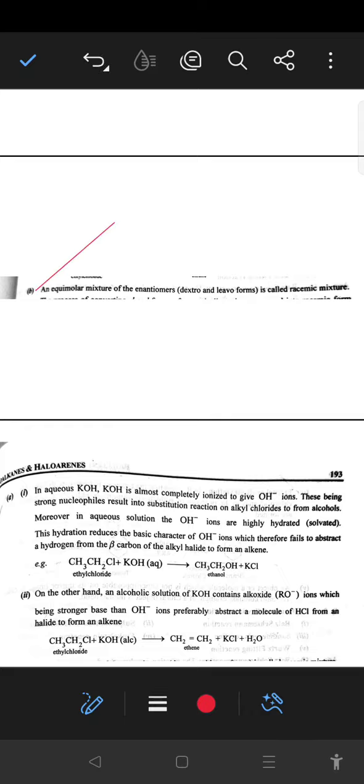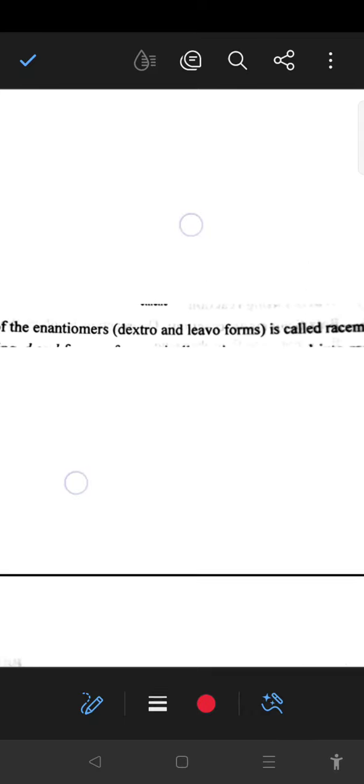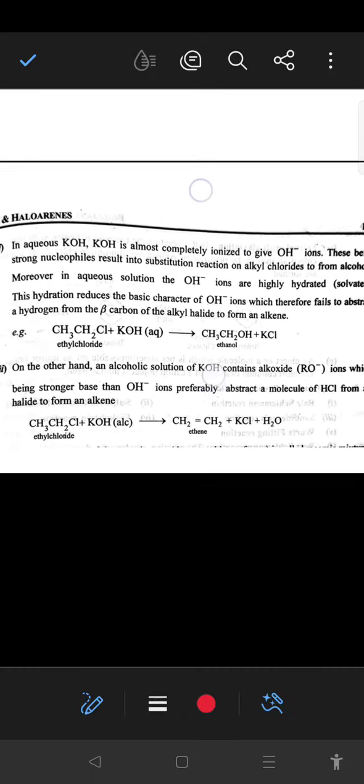Next, the definition of a racemic mixture: the equimolar mixture of dextro and levo enantiomers is called a racemic mixture.